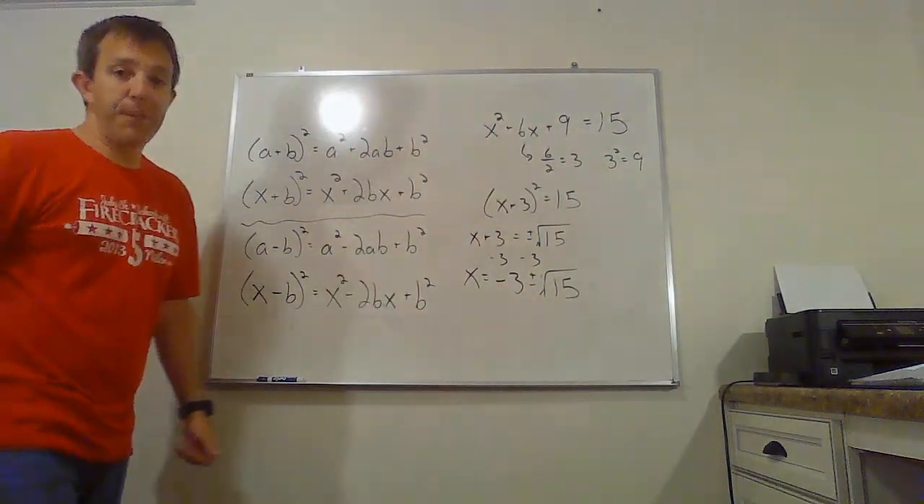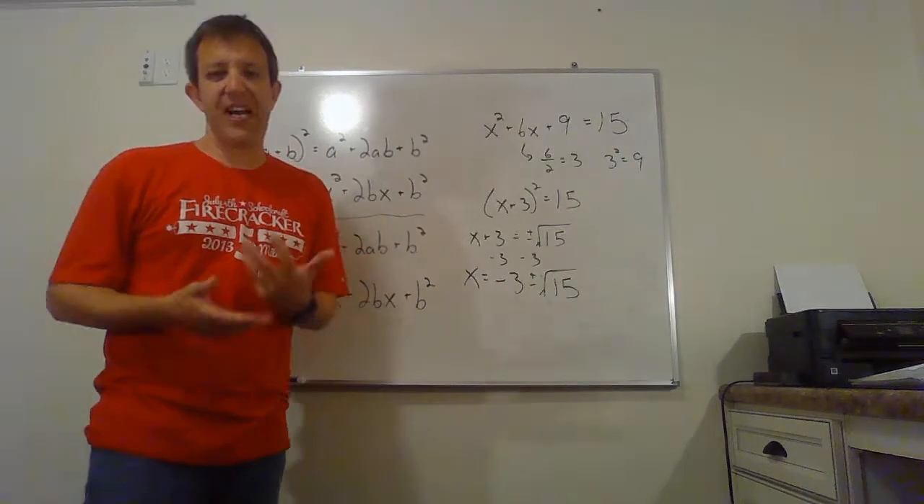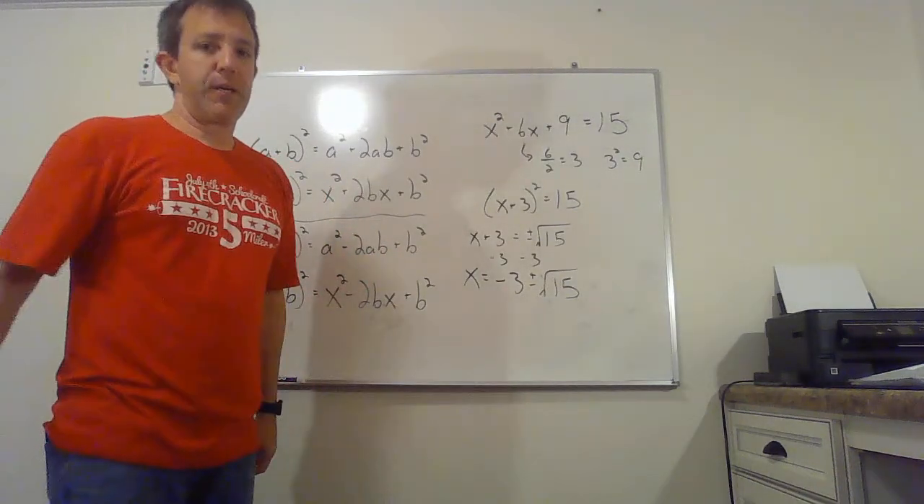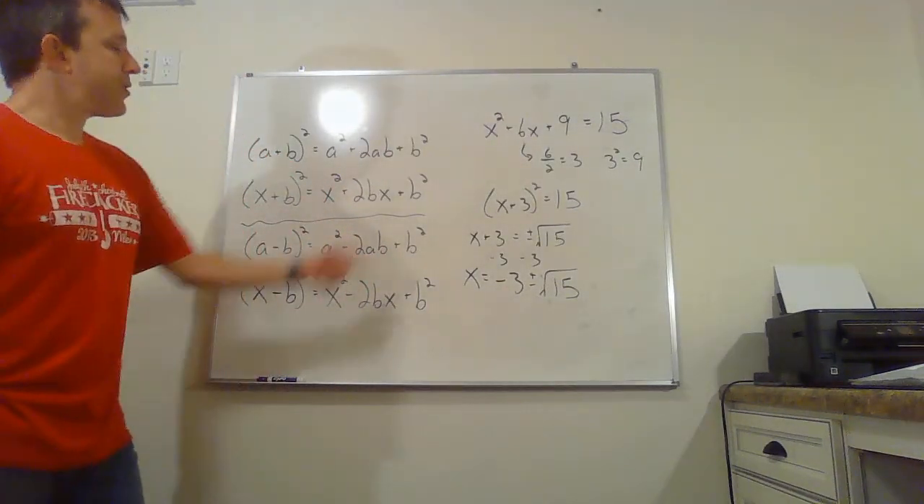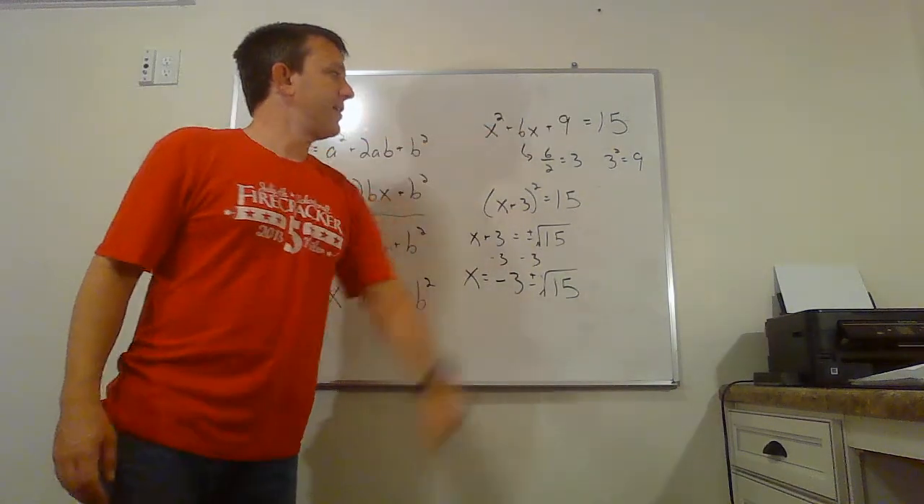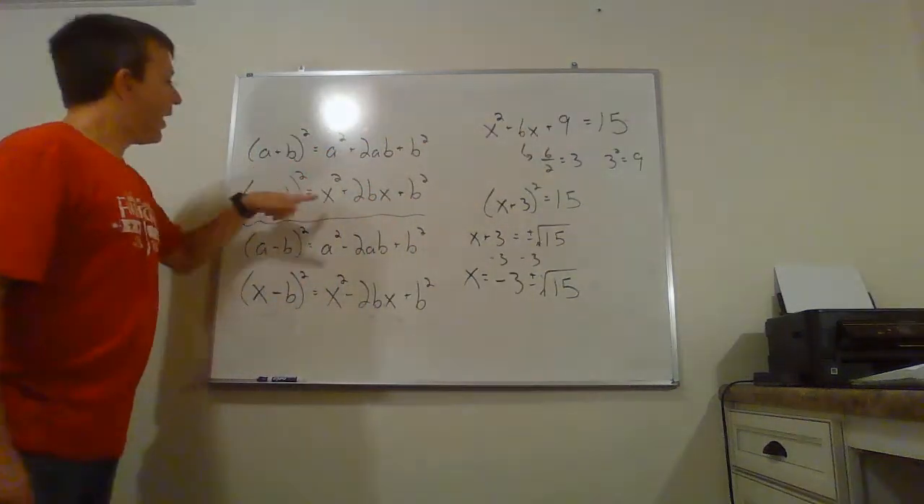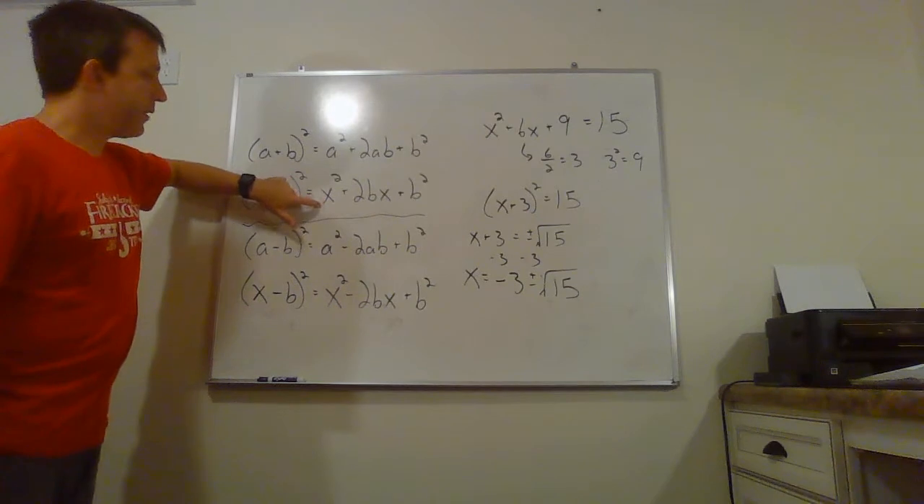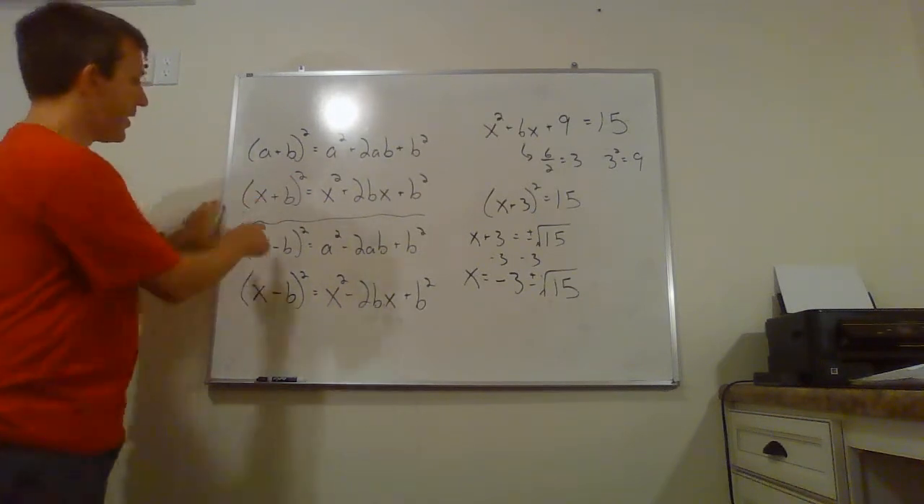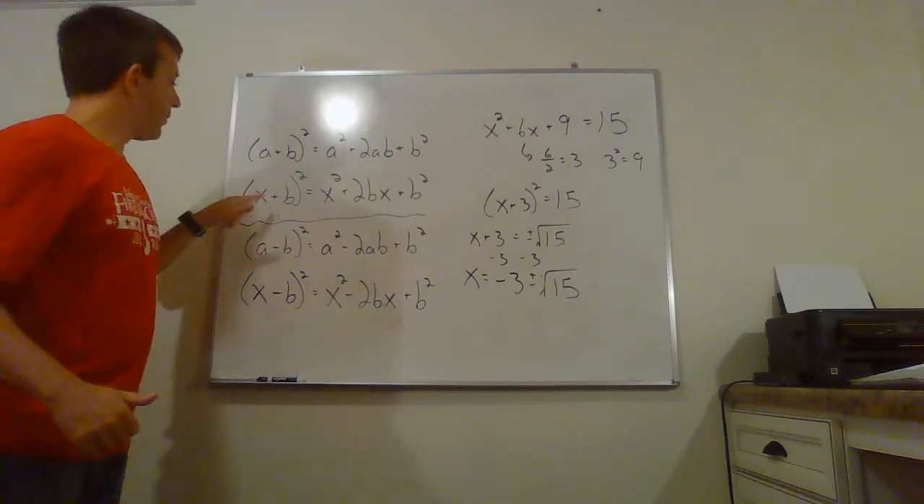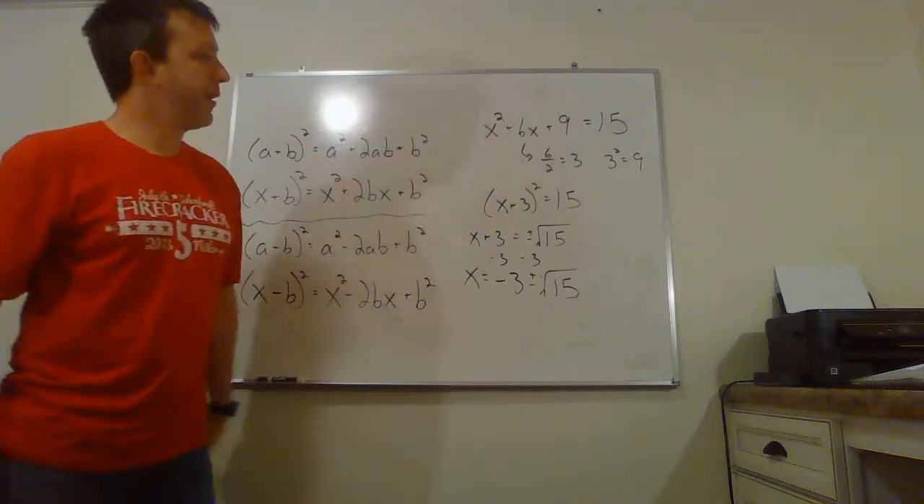This isn't really a completing the square problem because we don't actually have to change anything like we're going to have to when we do that. So I have x squared plus 6x plus 9 is equal to 15. So I'm looking at this pattern right here, right? We're hoping that it's x plus something squared. I know it's a plus sign because we have a plus sign there.